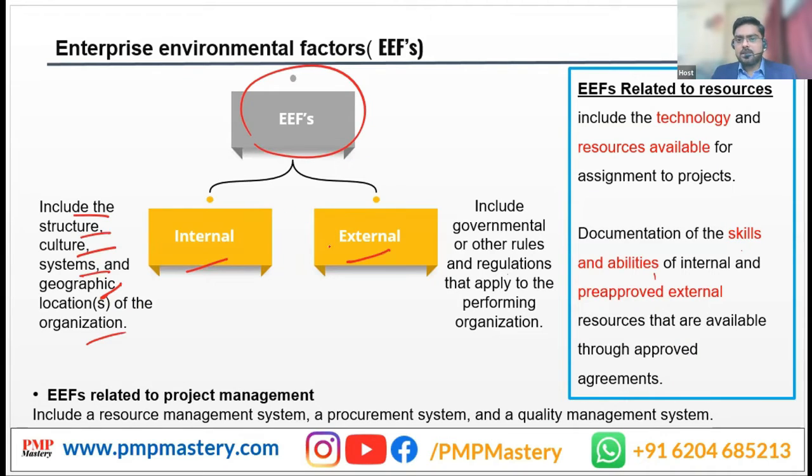Now coming to the external, EEF include governmental and other rules and regulations that apply to the performing organizations. Are you going to stop the policies, the regulations coming from your government, local government? You can't. It will definitely impact your project. So today there is a government, and as everyone knows, nowadays governments are unstable in most of the countries. Okay. So if you have started some project and the current government is supporting you on that project and supporting it by the rules and regulations.